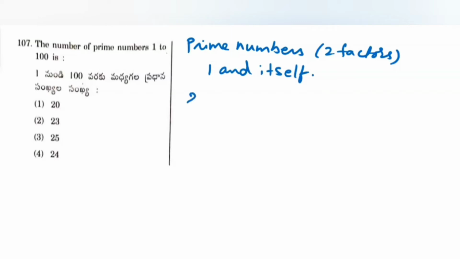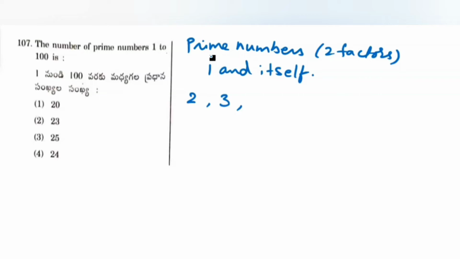For example, 2. 2 is a prime number because it comes only in one table and two table. And similarly, 3 is a prime number because it comes only in one table and three tables. So, which has only two factors. If there are more than two factors, we call it composite numbers.